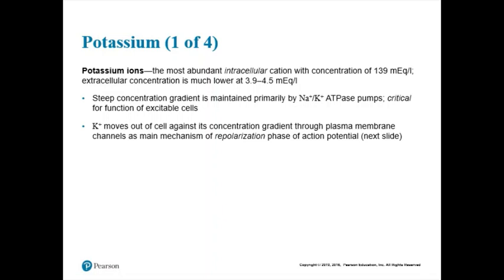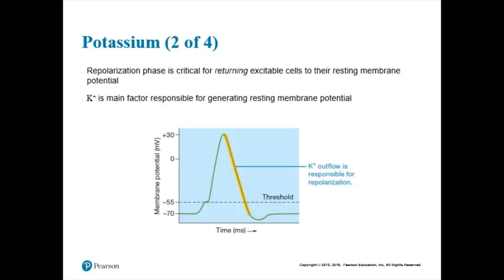So the cell's going to become negative on the inside. It's going to repolarize. Now you're knowing why your body's relying on these ions. It's because they have a huge concentration gradient. Again, that's all you're seeing on this picture. It's just showing you repolarization.